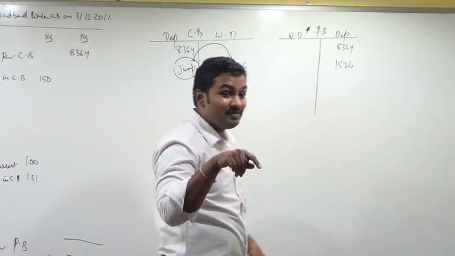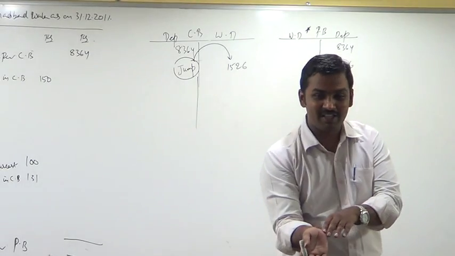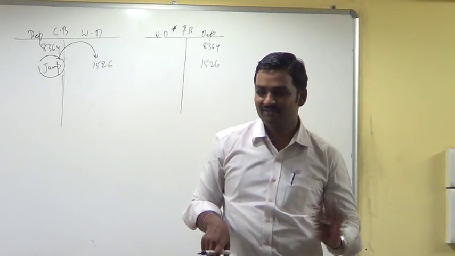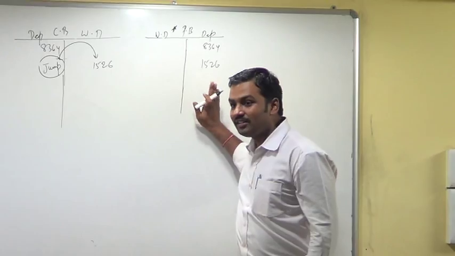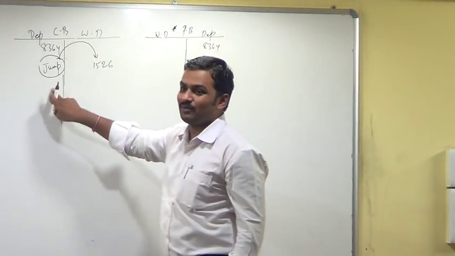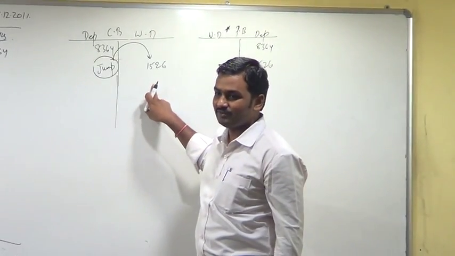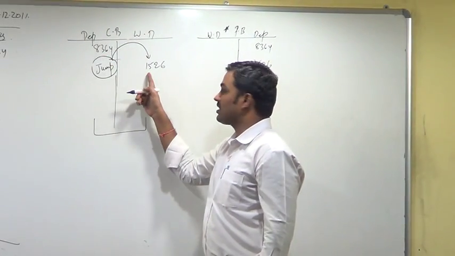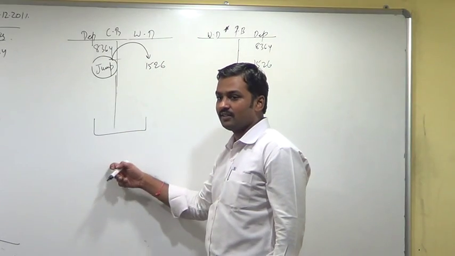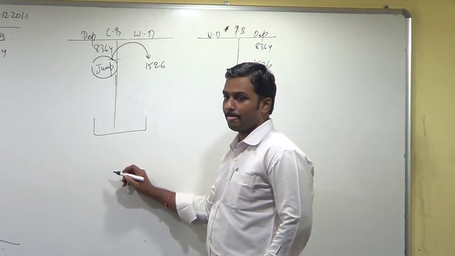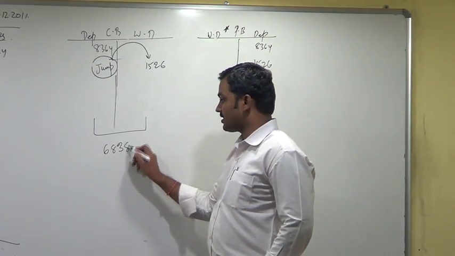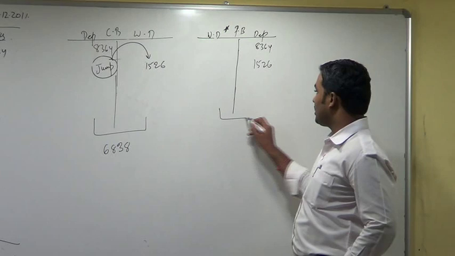Now, will the banker get a dream that the accountant by mistake has shifted the amount from the debit side to the credit side? So I should also shift the amount from the credit side to the debit side. Will he do that? No. So the balance remains on the credit side, but cash book amount has jumped from the debit side to the credit side. Now tell me what is the balance here? 8364 debit minus 1526 credit. How much is the balance left? Do it on calculator. 6838 is the balance here. How much is the balance here?